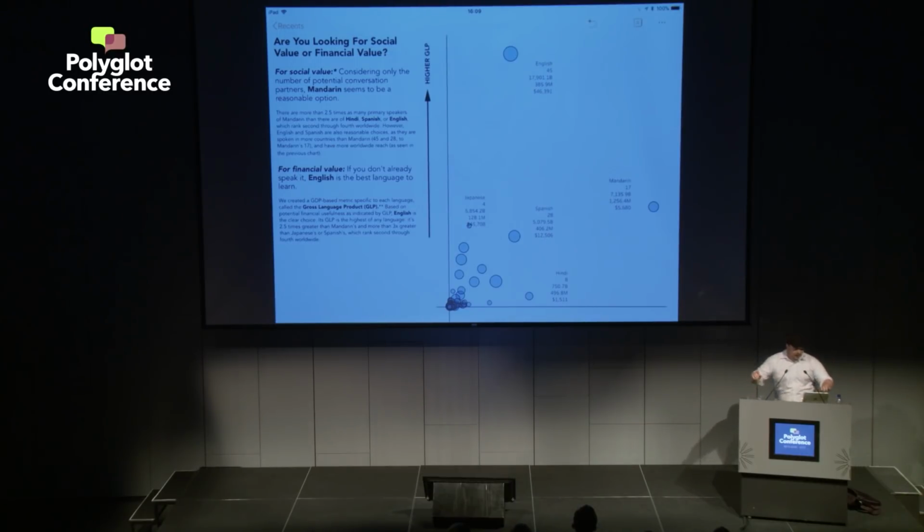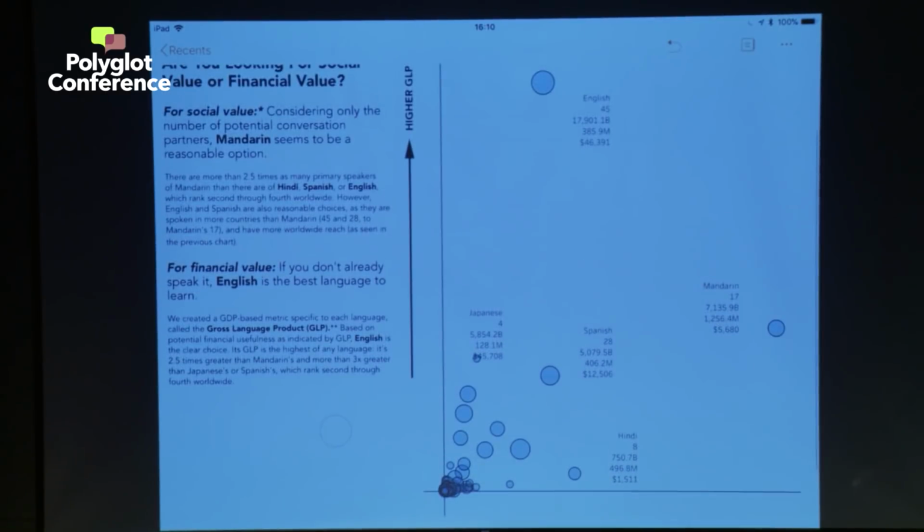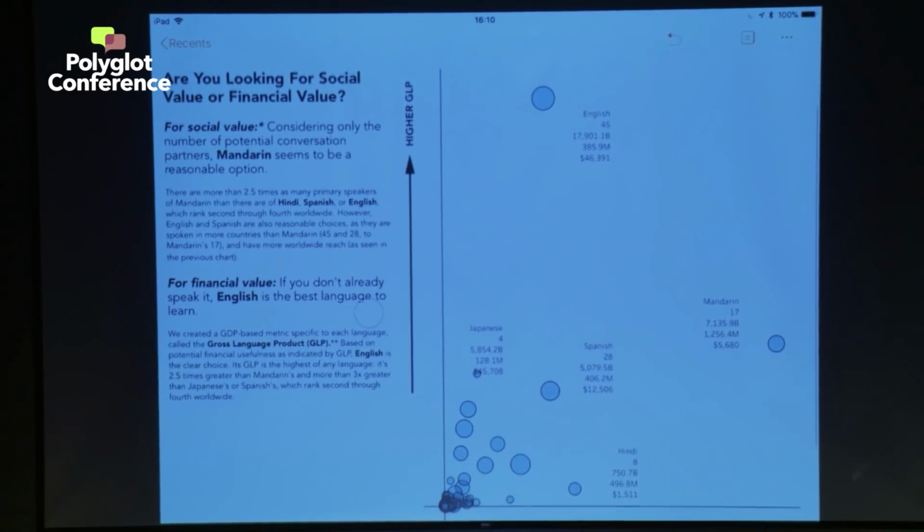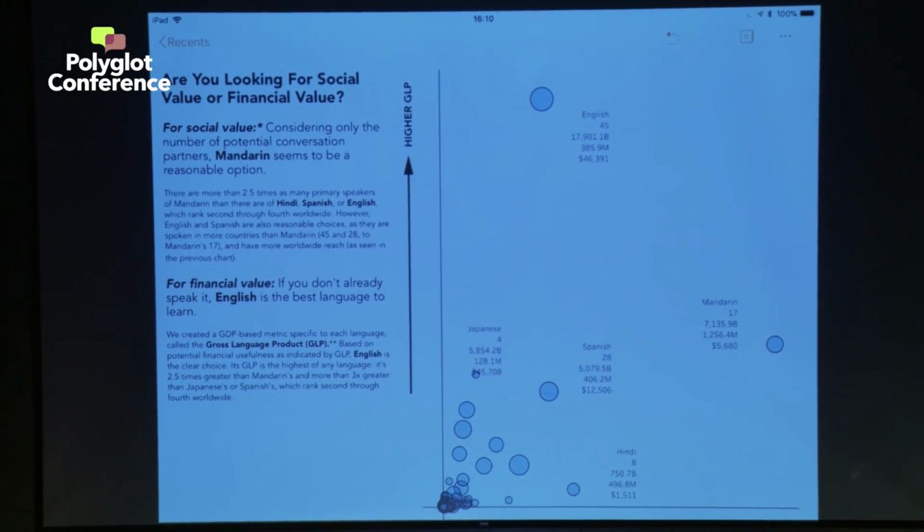Essentially, the left side, or the vertical axis, is something they came up with called the gross language product. They based it on the potential financial usefulness, and combined it with a little bit of the gross domestic product. So it's their own little algorithm. It's a rule of thumb. But then on the other axis, just more speakers. And as you also have larger circles.